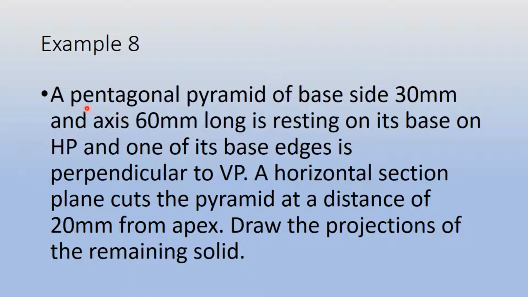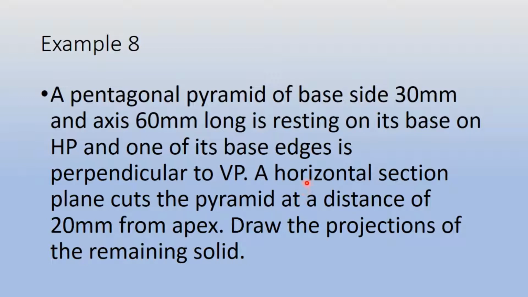So now we will break this question down into parts. The first thing is the solid here is a pentagonal pyramid with side 30 and axis height 60 mm, and its position is in such a way that it is directly resting on HP with its base. So this is a simple case of a pentagonal pyramid standing on HP with its base, and one of the base edges is perpendicular to VP. So the top view will be a pentagon and the front view will get some triangular portions, as we have seen in the projection of solids section.